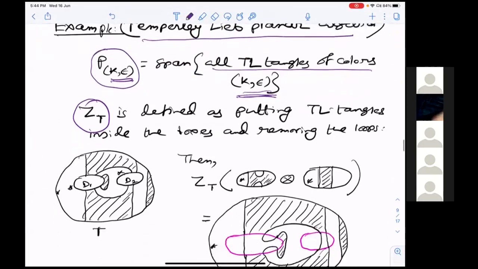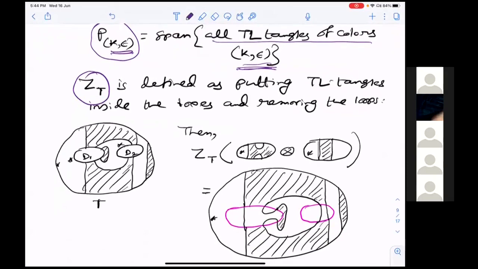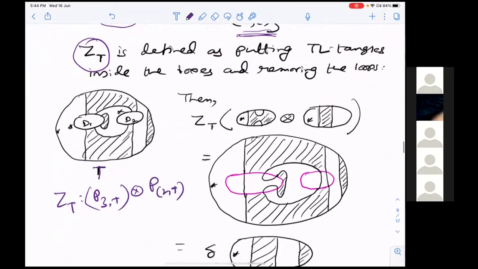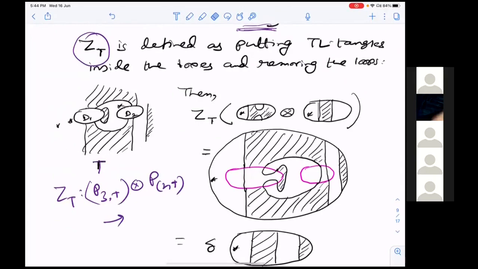And how will you define Z of T? For any tangle, we have to put these various inputs here. For example, you take this as my T. Now this Z of T should be defined from where? Z of T should be defined from P3 plus, tensored with D2, which has 4 marked points, so it is P2 plus. And this will map to where? To the outside disk color, 3 plus. So it should go to P3 plus from this tensor product.